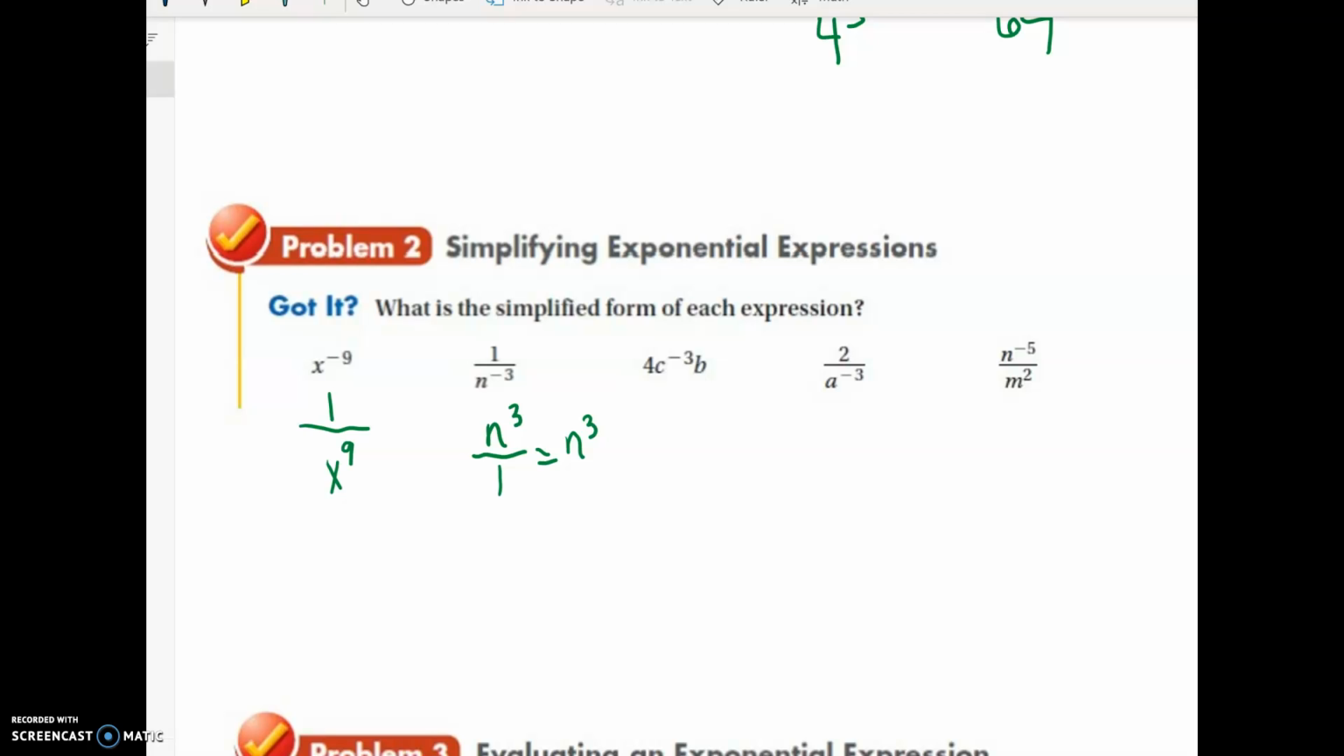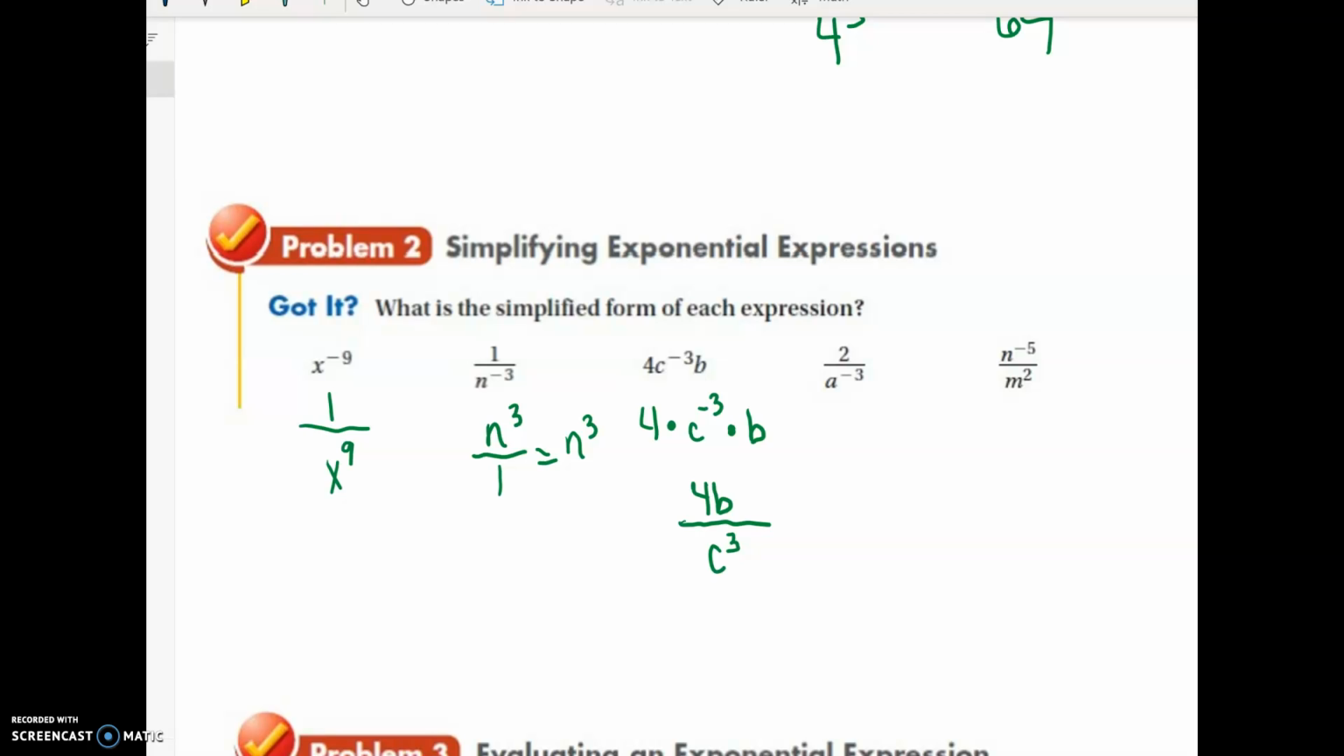Now this one here, remember you can break it apart into pieces. So the 4 is by itself. It doesn't have a negative exponent. Then you have c to the -3rd, and then the b is also by itself. So think of it as 3 pieces to that expression. So the 4 and the b, I don't have to do anything with those. So I'm just going to carry those down. But the c to the -3rd, I would have to flip it and move it to the bottom of the fraction. And when I do that, it becomes a positive 3.